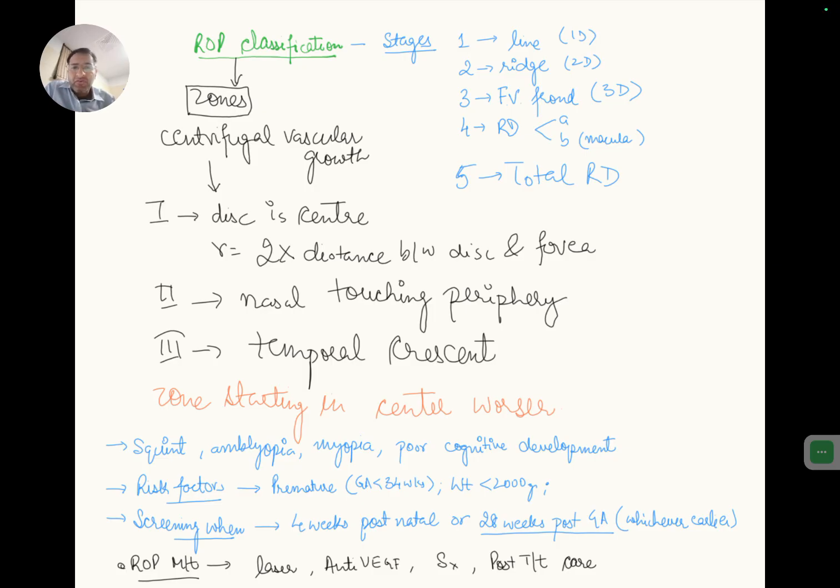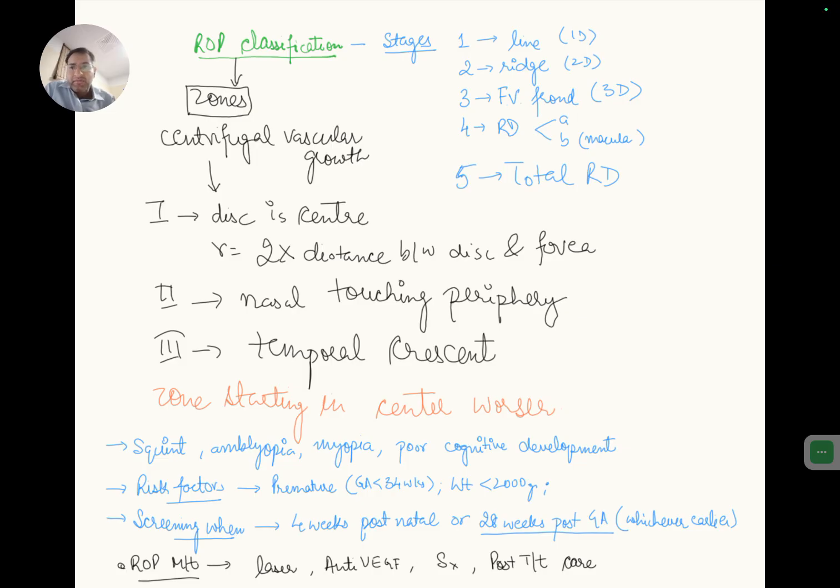Stage 4 is the RD stage, that is the retinal detachment stage, and it is labeled as stage 4A when it's extrafoveal, extramacular RD, and stage 4B when it's a macula-involving RD. Stage 5 is total RD.